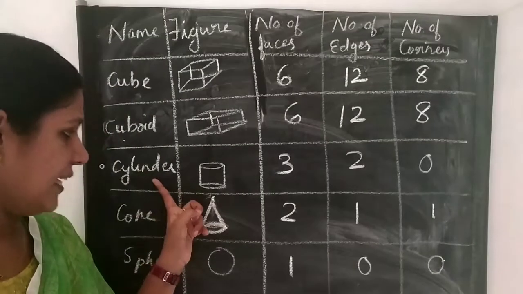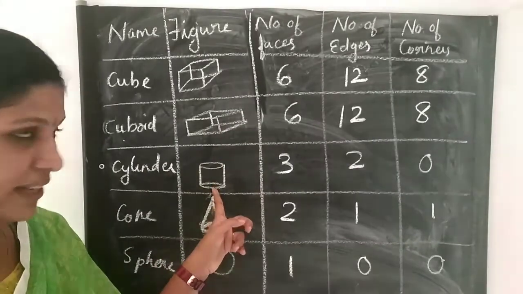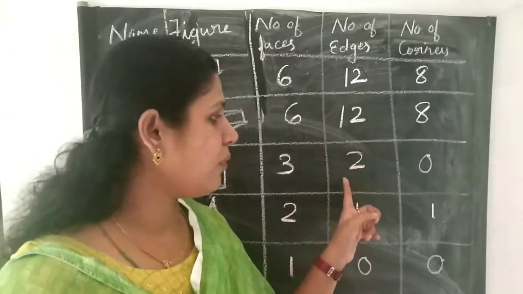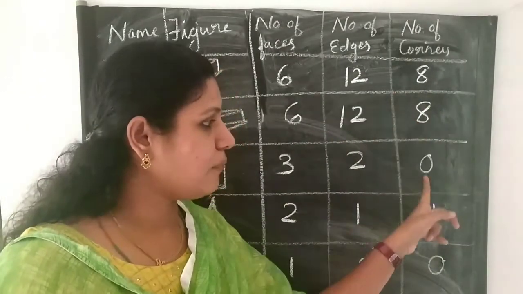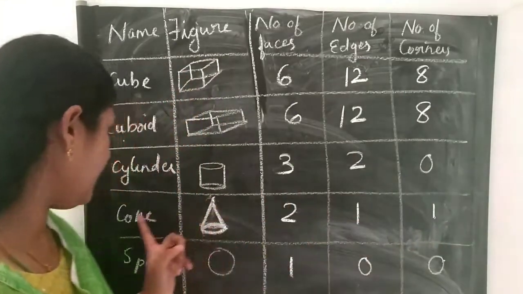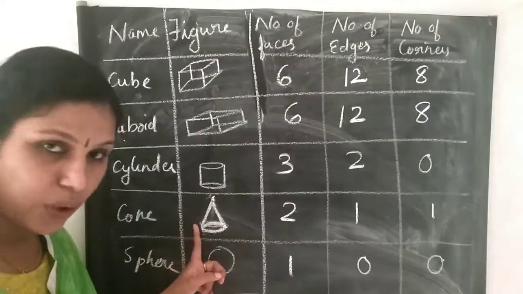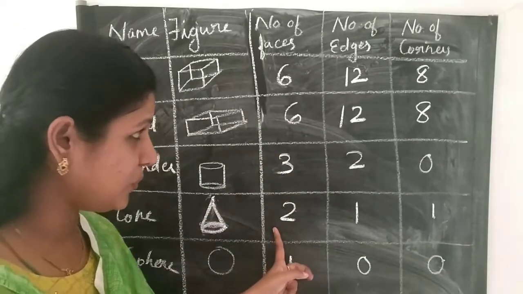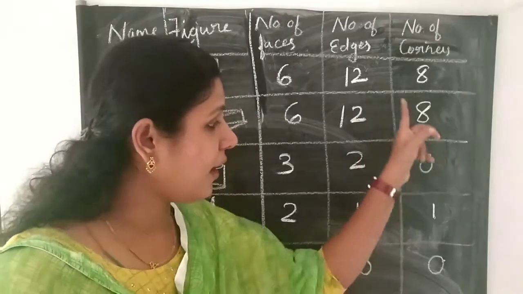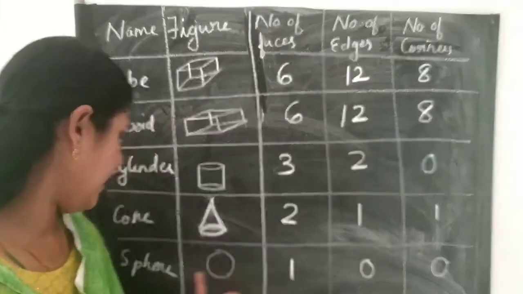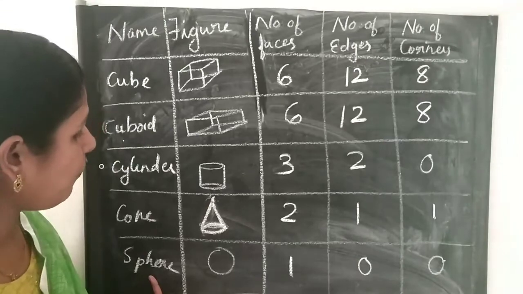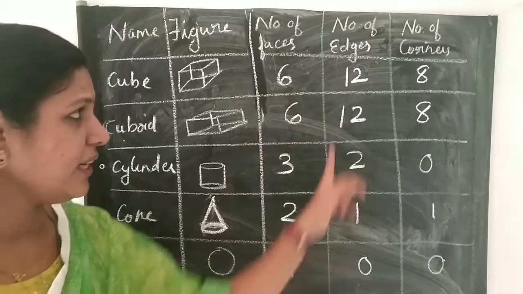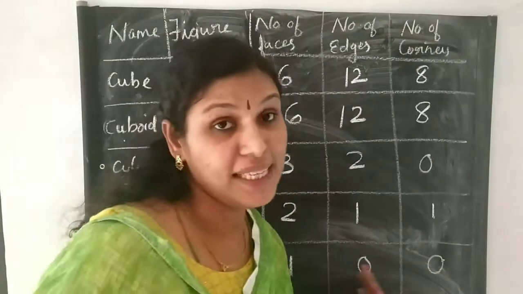And in the case of cylinder, you draw this figure, you study this figure first, and number of faces is 3, number of edges is 2, and number of corners is 0. Here cone, number of faces of a cone is 2, number of edges is 1, and number of corners is 1. Here sphere looks like a ball. Number of faces is 1, and number of edges and corners is 0.